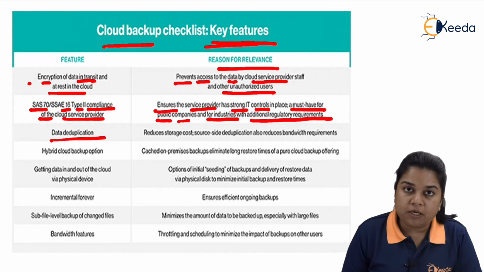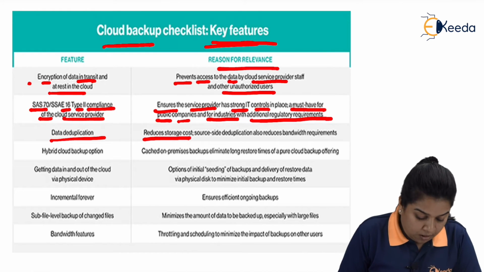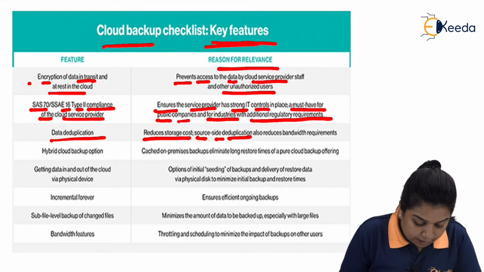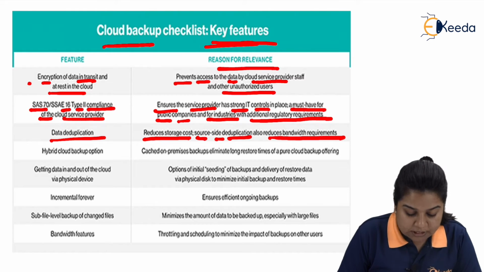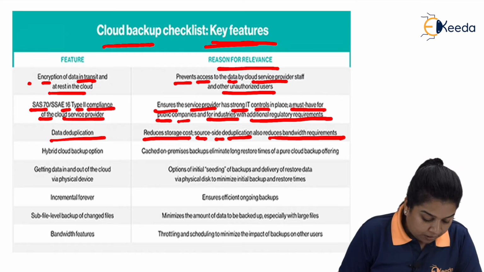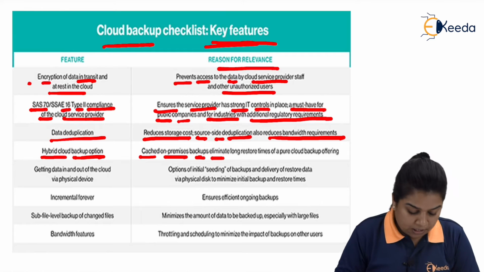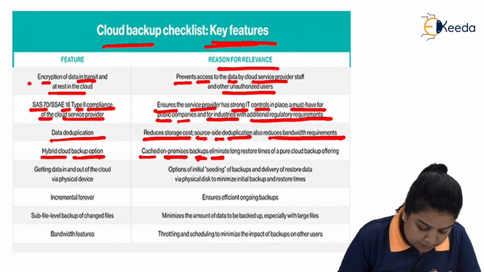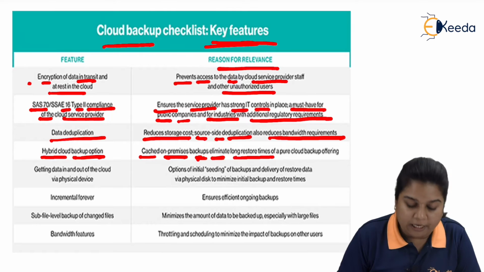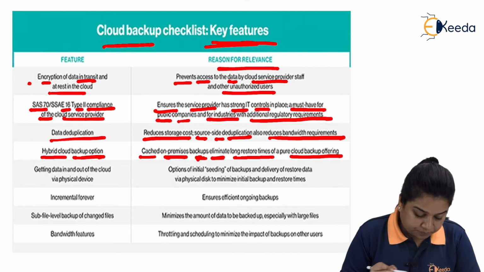Data duplication or data deduplication is another feature for cloud backup. The relevance here, why it is used, is that it reduces storage cost. Source side deduplication also reduces bandwidth requirements. Then another feature is the hybrid cloud backup option. The reason for relevance here is that cached on-premise backups eliminate long restore times of a pure cloud backup offering.